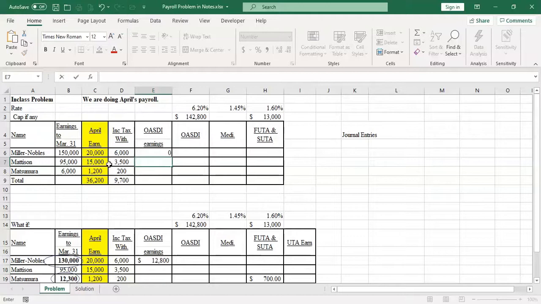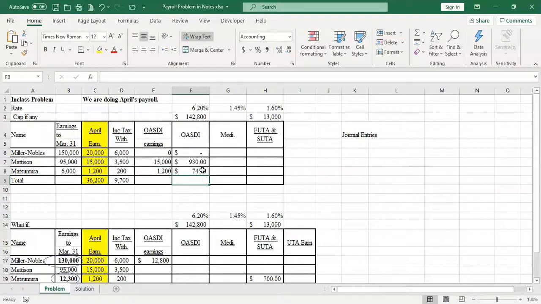This person, Miller, doesn't owe anything more in their Social Security. Madison was at 95. They just did 15, so I think that's 110. This period, they've got 15,000 that they have to pay on. And poor little Matsumura, she has to pay on that 1,200. I want to take these numbers times the 6.2%. That's the amount that will be owed for both the employer and the employee.